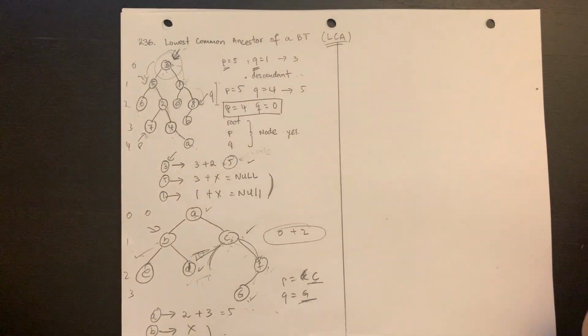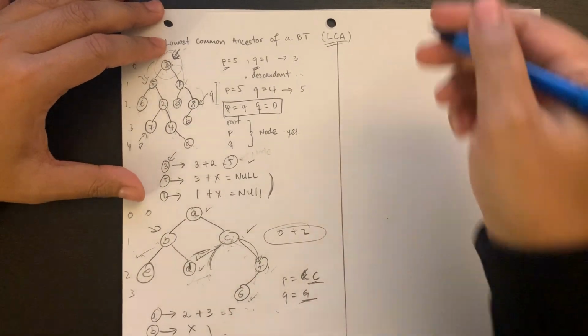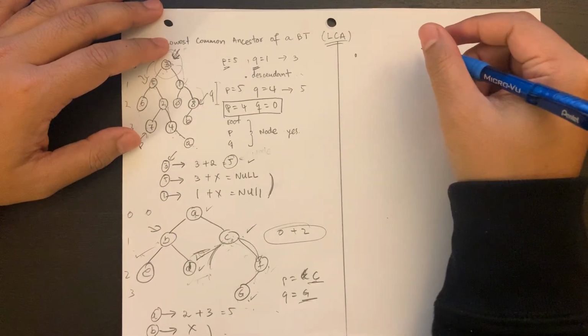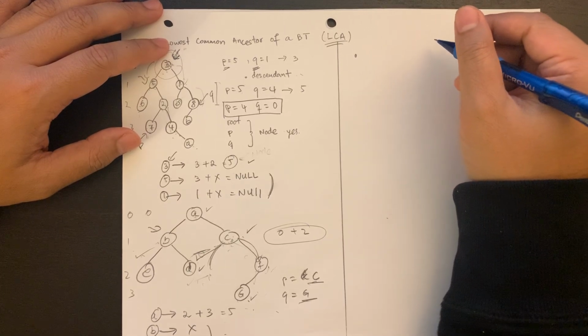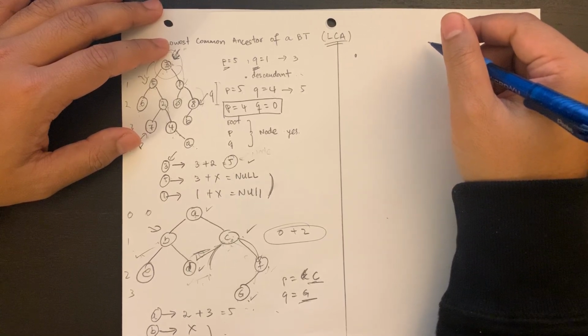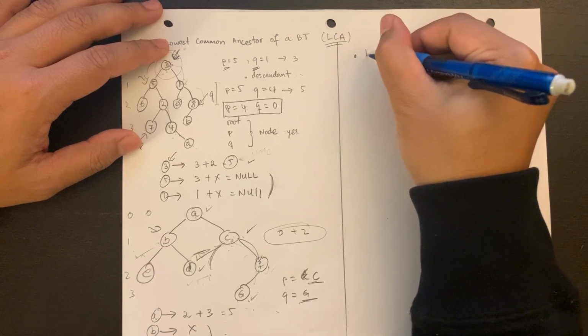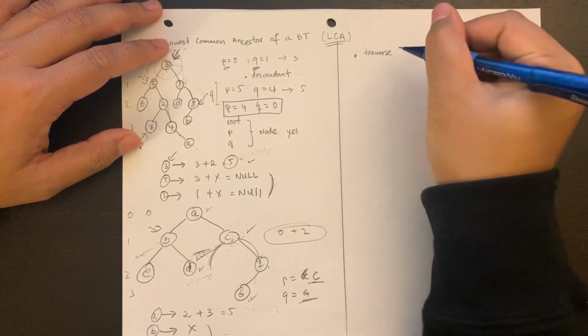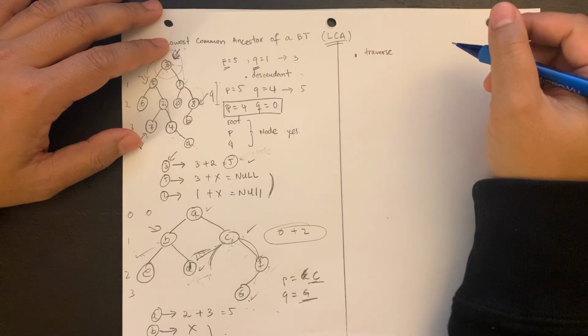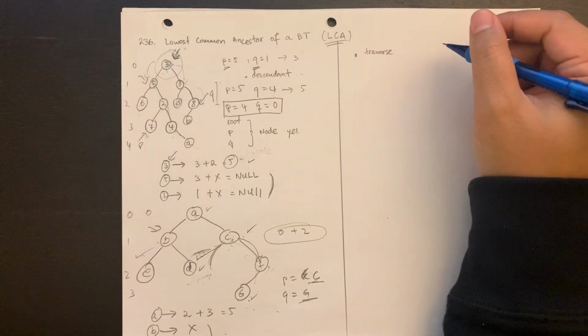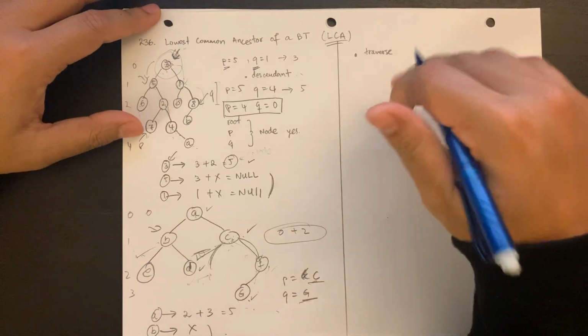Can I do better than this? Maybe, maybe not, but let's think. So what is my strategy? Let's write some pseudocode. I think on the last video I didn't discuss time complexity and space complexity, so I will do that analysis on this one.